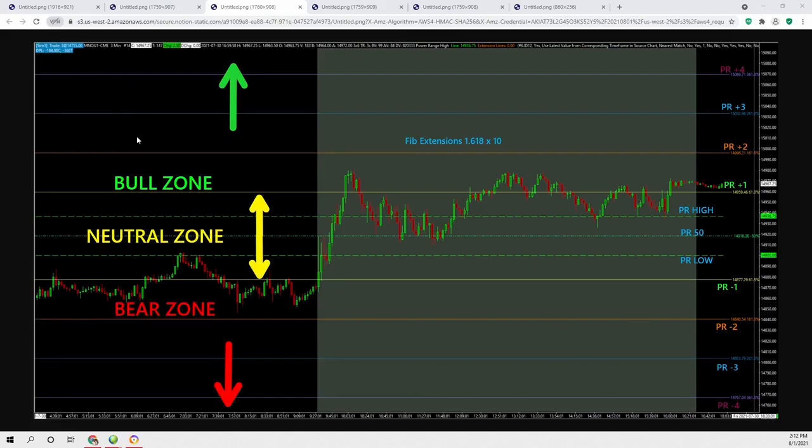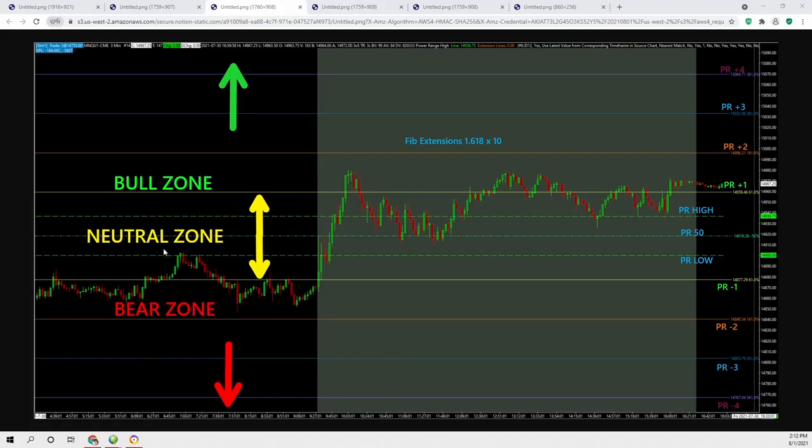Okay. Now, you heard me mention the bear zone down here. So we can split these levels, or this whole thing, up into 3 sections. Above the power range, or above the PR plus 1, is our bull zone. So when price is hanging around above PR plus 1, we are trading in the bull zone, which means our trend is bullish, and we can be looking for a long position. If we are below PR minus 1, then we're in the bear zone. So our trend is bearish, which means we can be looking for a short position.